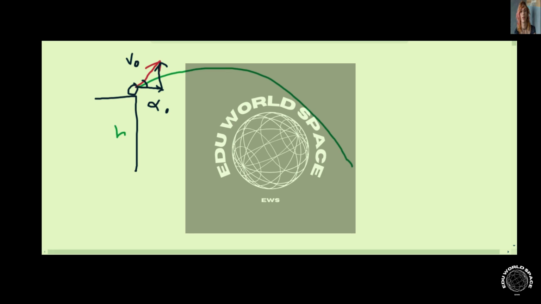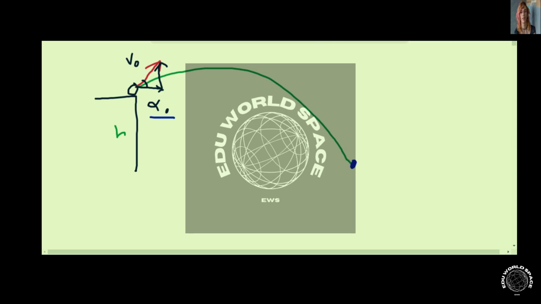So what we have here is a rock being thrown off a building at a velocity of v naught at an angle of alpha naught above the horizontal, on top of a building of height h. Now what we need to do is find the final velocity at this point, and we are going to show that the velocity is independent of alpha naught.